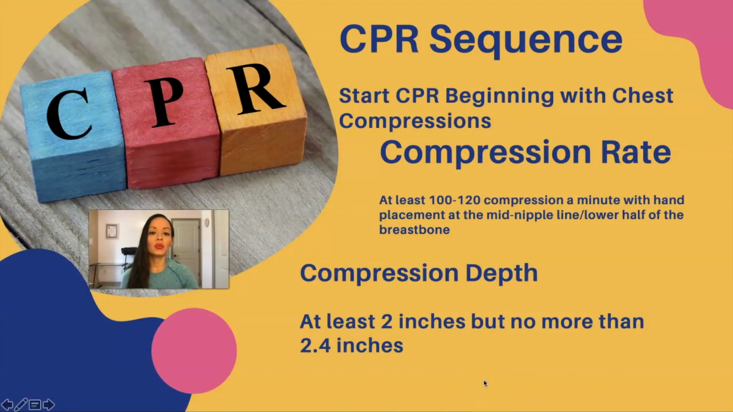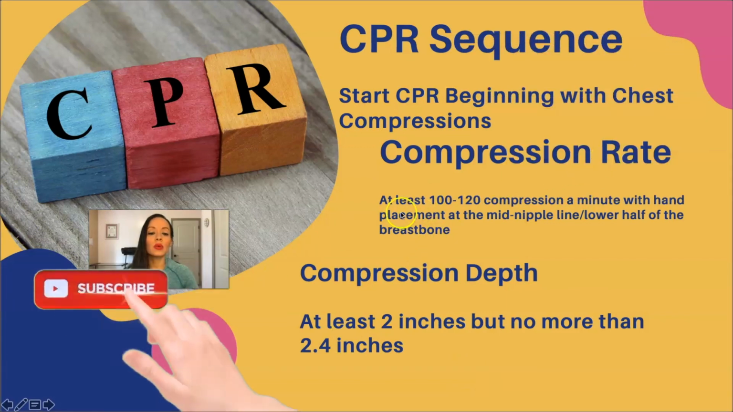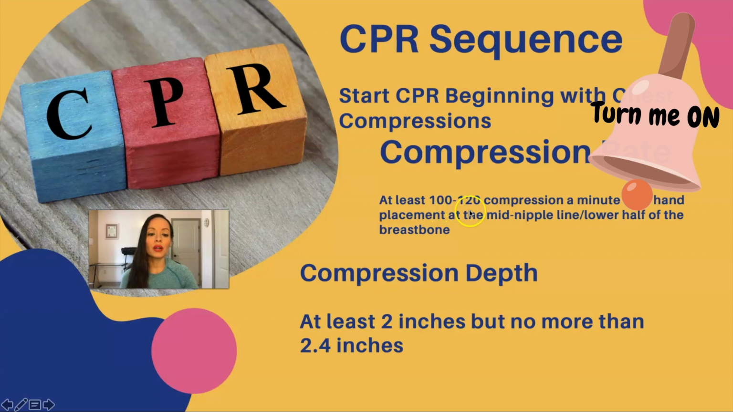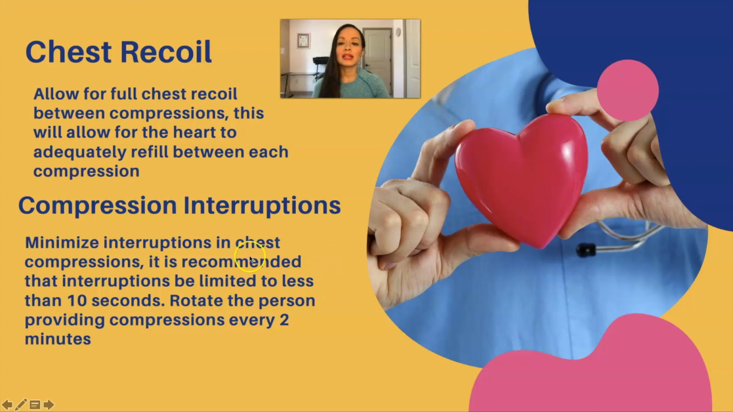CPR sequence. You want to start CPR beginning with chest compressions. They always ask about the compression rate. You want to do at least 100 to 120 compressions a minute with hand placement at the mid nipple line / lower half of the breastbone. Compression depth should be at least 2 inches, but not more than 2.4 inches. They love to ask about the compression depth as well. This is another frequently tested question.